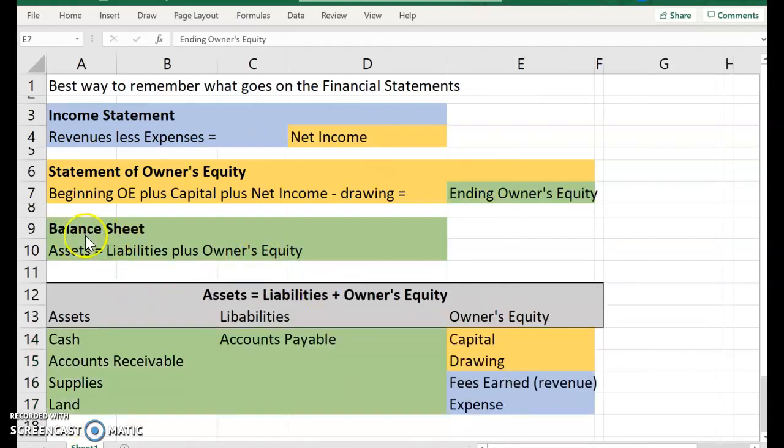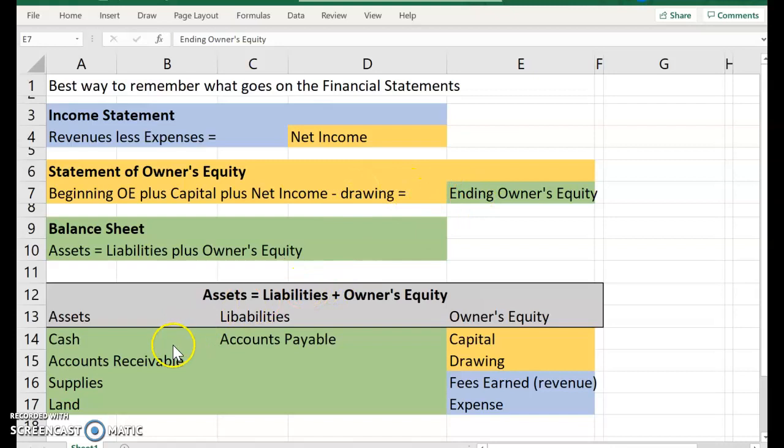Okay, so I've shown you in the balance sheet, assets are going to come from your asset accounts. You're going to list those out. You're going to list your liabilities out, but your owner's equity is going to be your ending owner's equity balance. So from the statement of owner's equity.